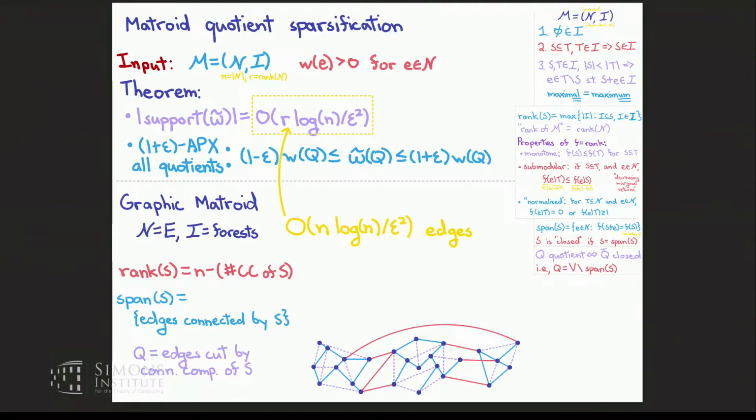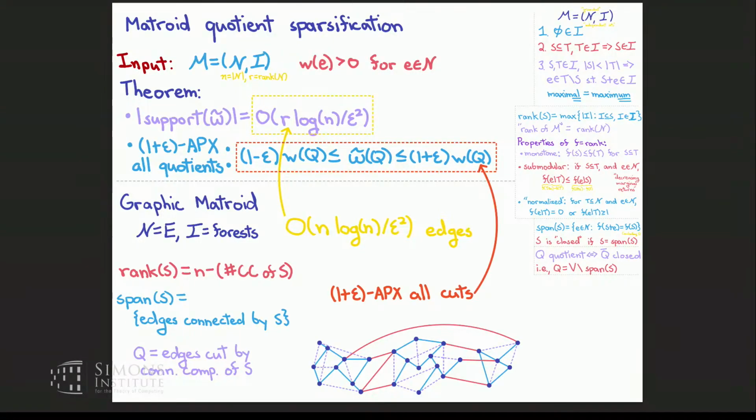So sorry, it's a mix-up of notation. But as we're kind of used to in graph language, n is the number of vertices, that gives the rank of the Matroid. Really, n minus 1 is the rank of the graphic Matroid. So you'll get n log n over epsilon squared edges like we were hoping and expecting. And then this is saying, again, we approximate all the cuts. So it matches the Benczúr-Karger guarantee.